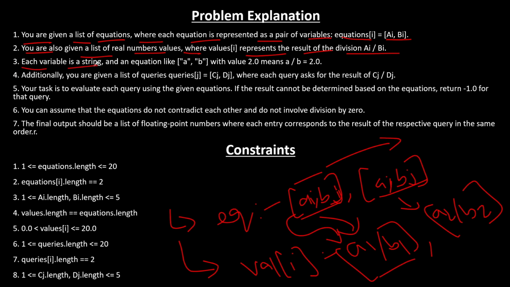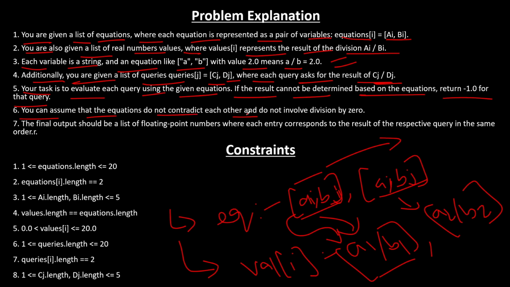Each variable is a string, and an equation [a, b] with value 2.0 means a divided by b equals 2. Additionally, you are given a list of queries [Cj, Dj], where each query asks for the result of division of these particular values. Our task is to evaluate each query using the given equations. If the result cannot be determined based on the equations, we return -1 for that query. And we can assume that equations do not contradict each other and do not involve division by zero. So we don't have to worry about this condition.